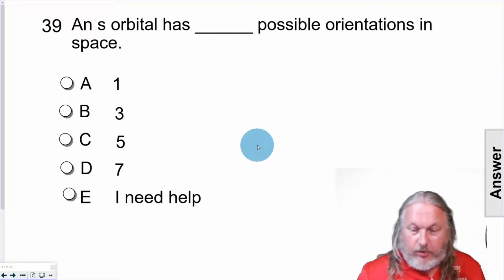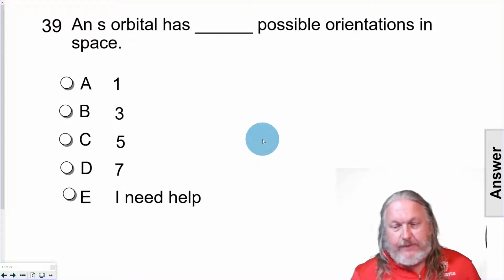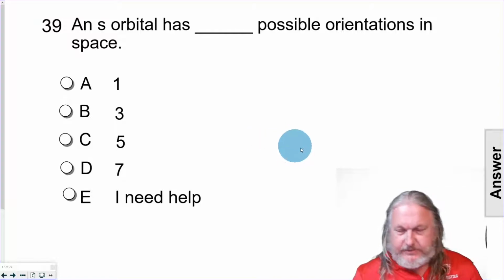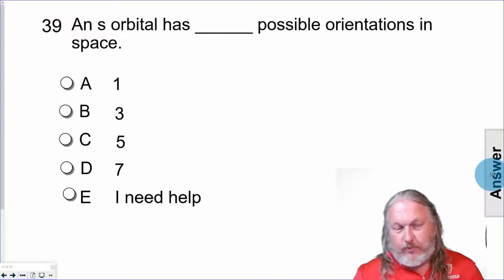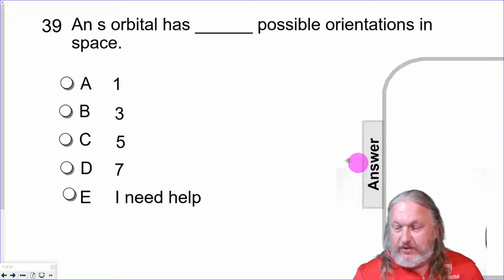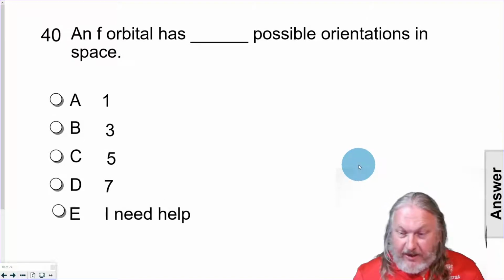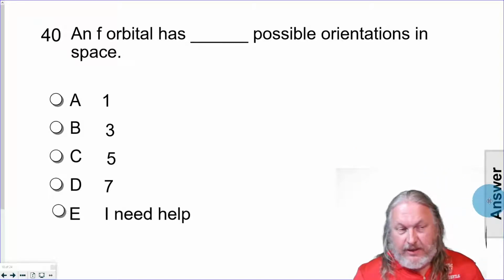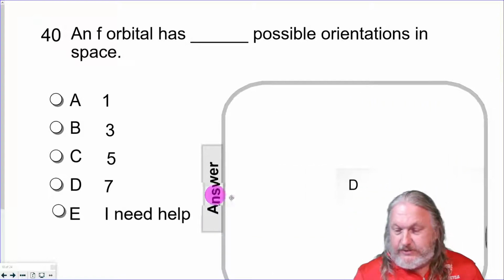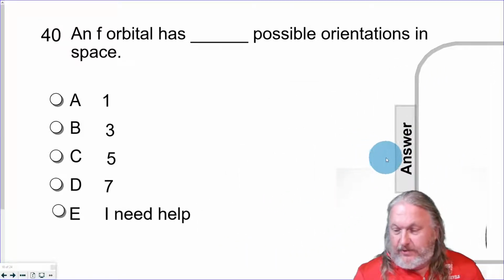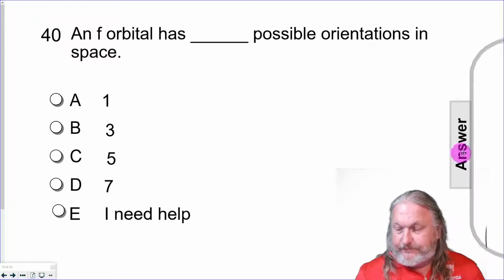So an s orbital has how many possible orientations in space? S stands for sphere, so there is only one orientation in space for an s orbital. The f orbital, on the other hand, has how many possible orientations in space? Pause. And the answer is D, 7. Okay, 7.